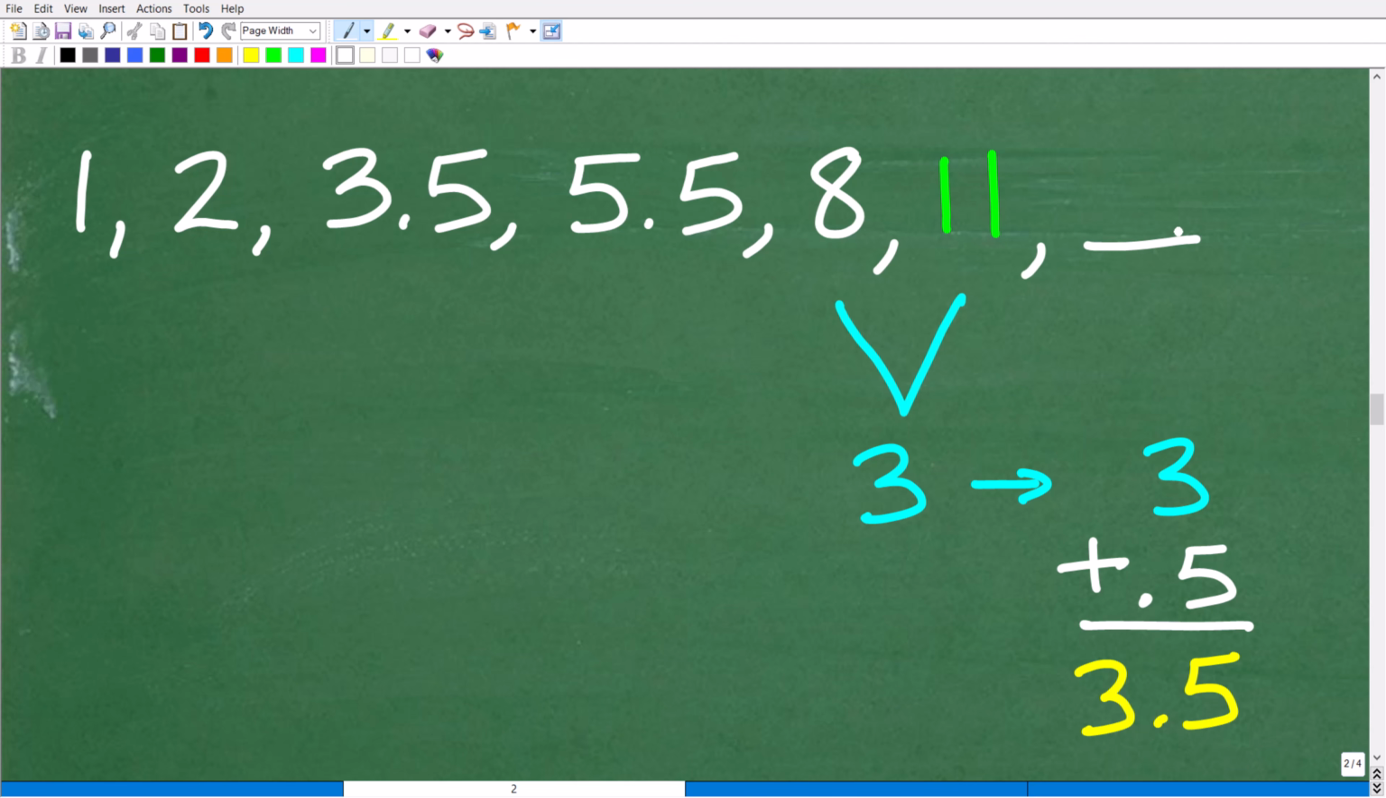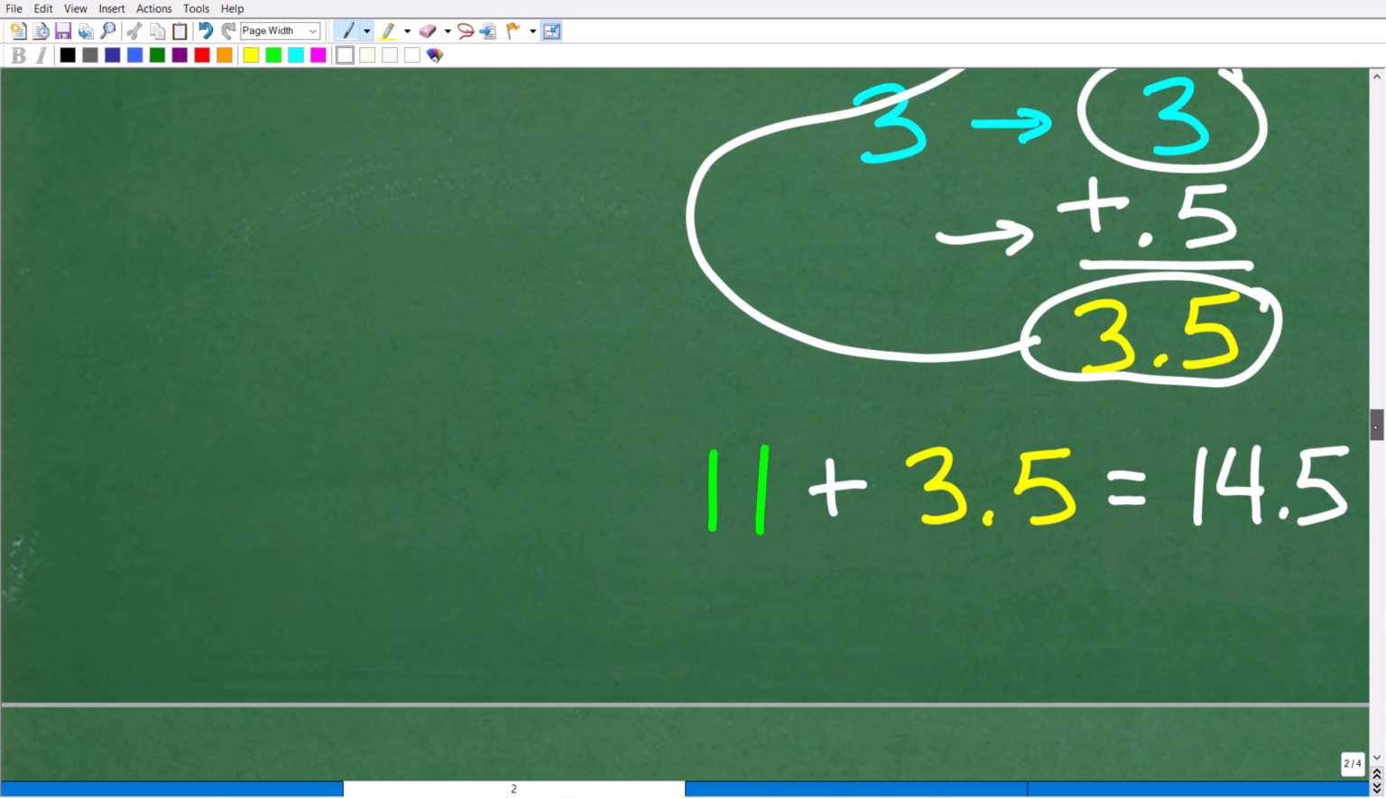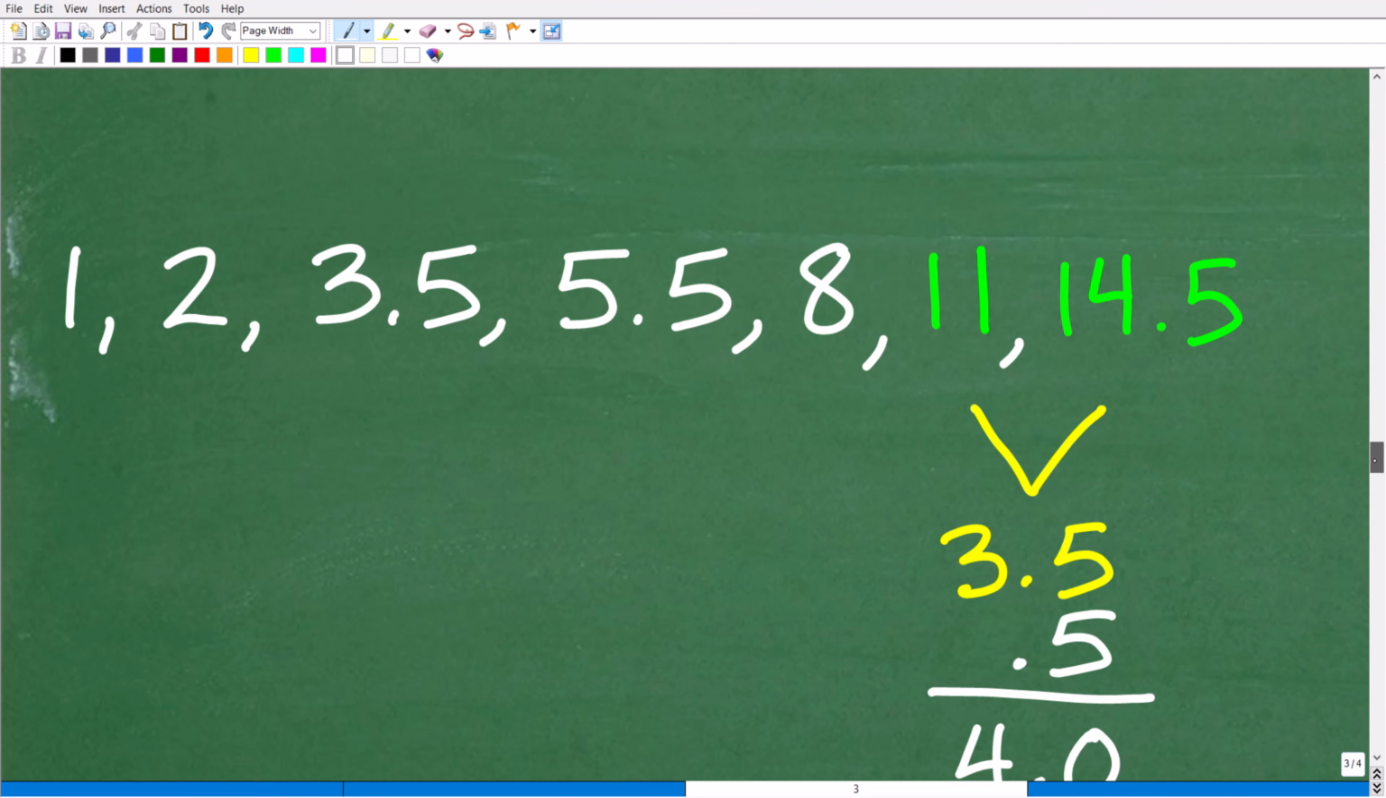To get the next number, we take the difference. Between 11 and 8, the difference is 3. Then we're going to add 0.5, which is, of course, 3.5. And then we take that 3.5 and add it to the previous number in the sequence. So 11 plus 3.5 is what? Well, that's 14.5. So now we have our next number in this pattern.